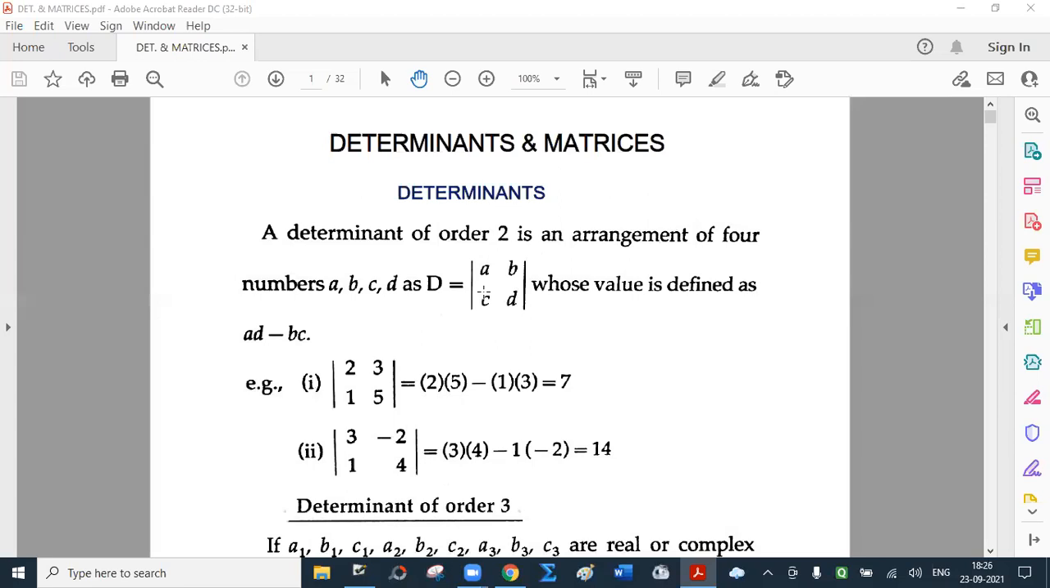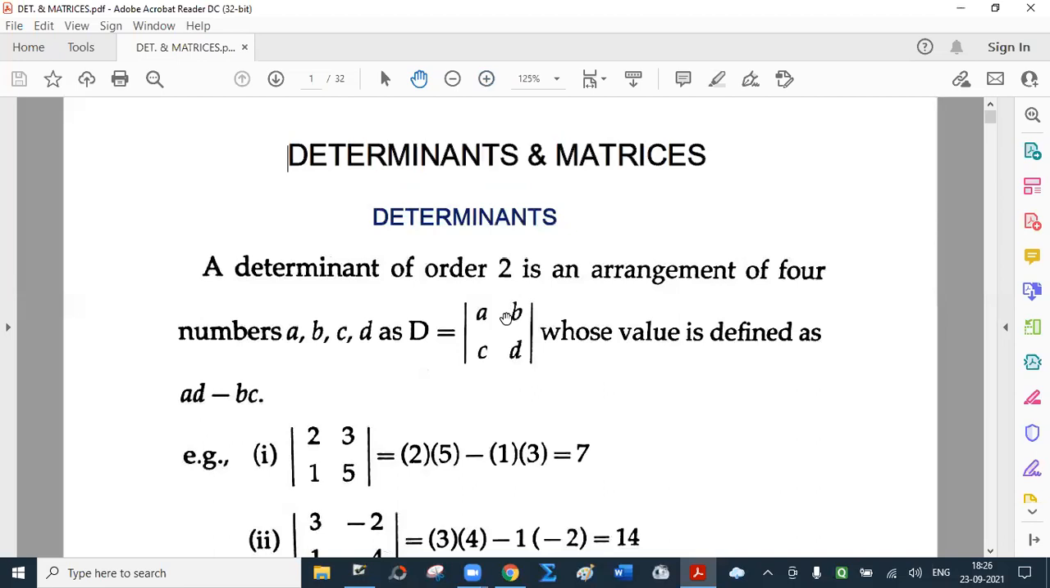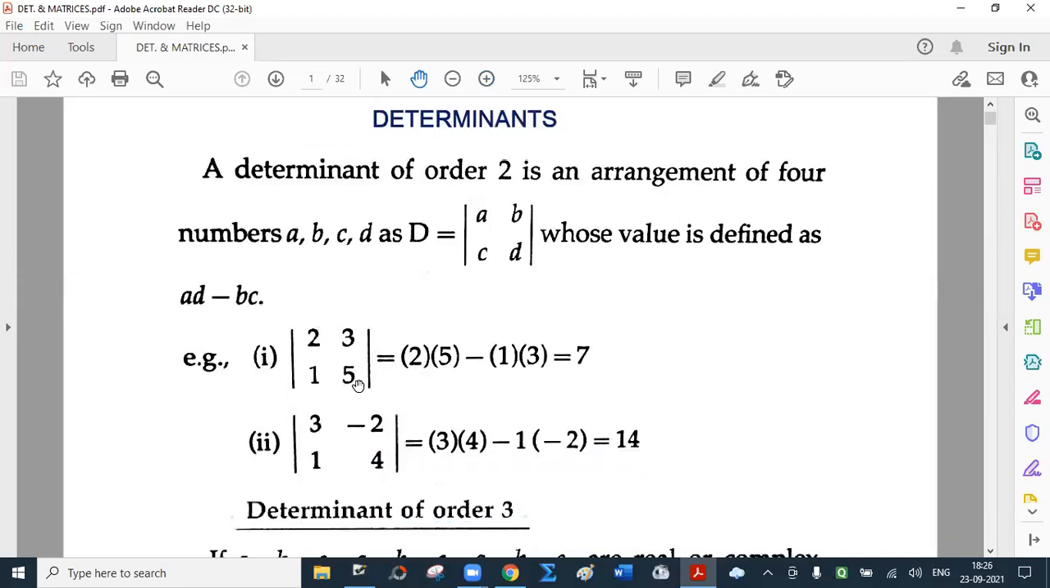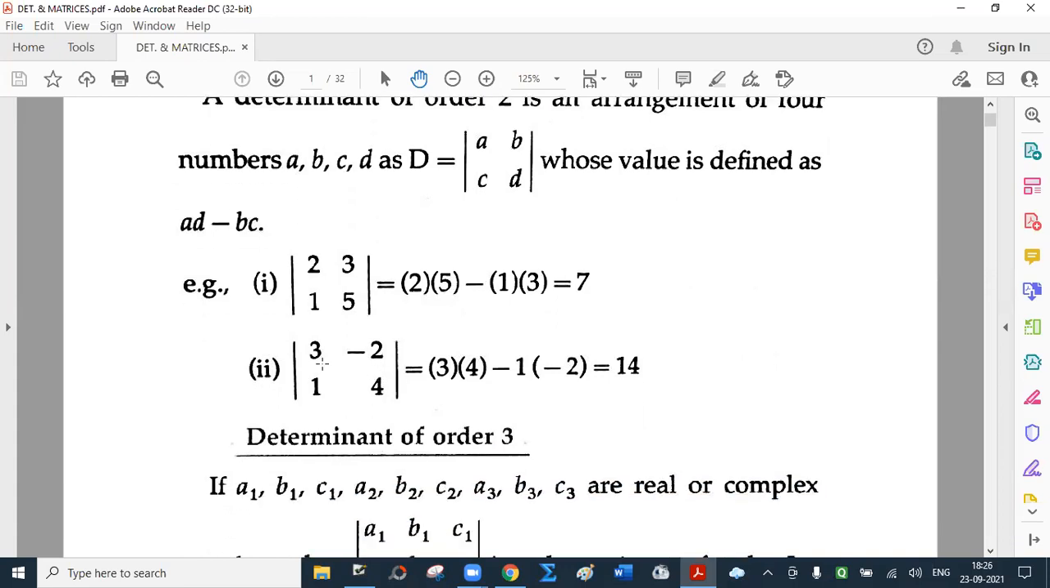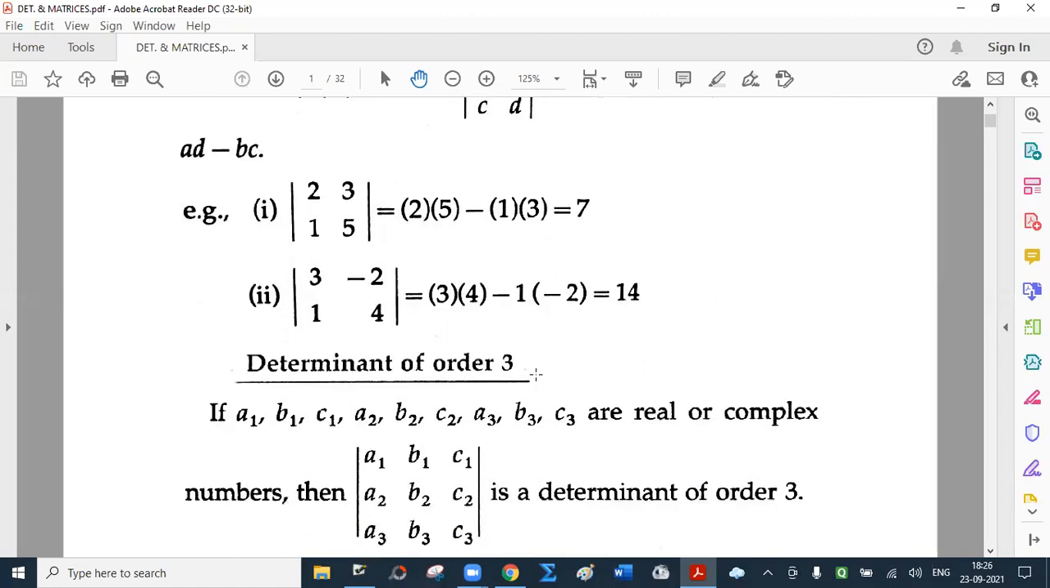So a determinant can be expanded. Example, what is the value of this determinant? 2, 3, 1, 5: 2 into 5, 10. From this, the product 1 into 3, that is 3, is deducted to get 7. What is the value of this determinant? 3 into 4, 12 less. Now many students say 12 minus 2, that is 10, is the value. No, from this the product is to be subtracted. So from 12, you have to subtract minus 2, means 12 plus 2, that is 14.